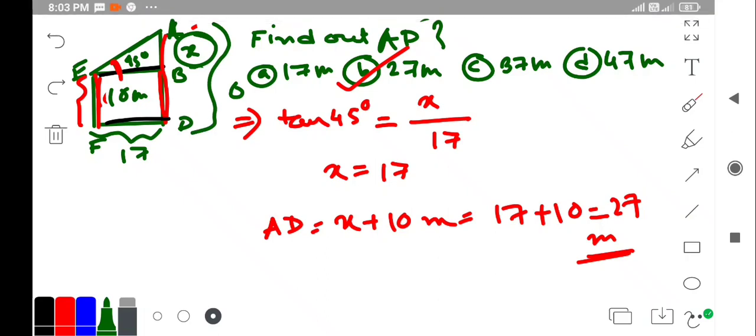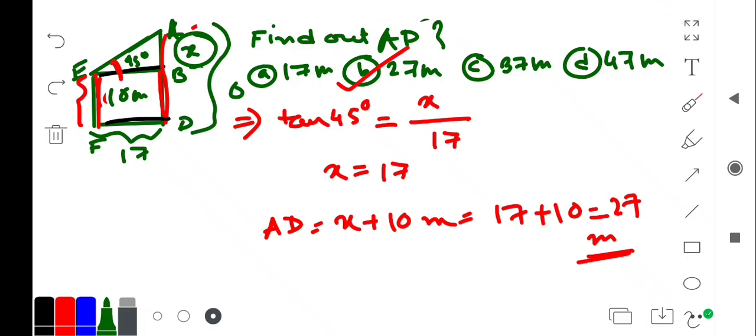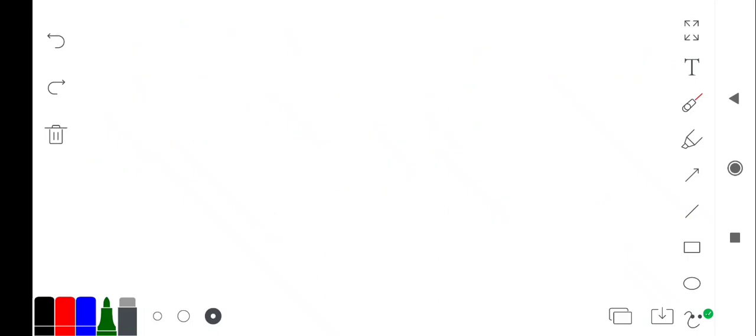Okay, so first we have to use tan 45 degree equal to x by 17. So x equal to 17 is obtained because tan 45 degree equal to 1. And AD equal to x plus 10 meter, so that is 17 plus 10, that is 27 meter. Okay, next.